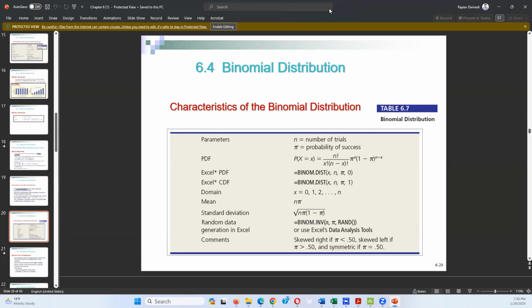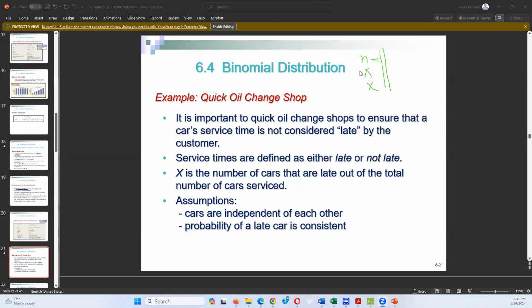So N, pi, and X. If you identify these three items in this probability distribution, you are perfectly fine. So first, you need to identify whether this is binomial or not. If you identify binomial, and you identify these three things, you can get the answer straightforward in just one click. Okay, now I'm going to show you.